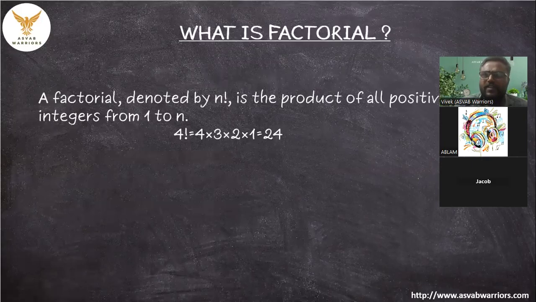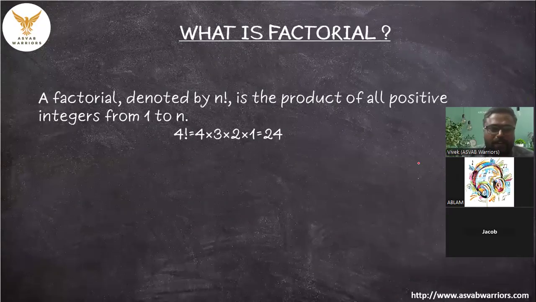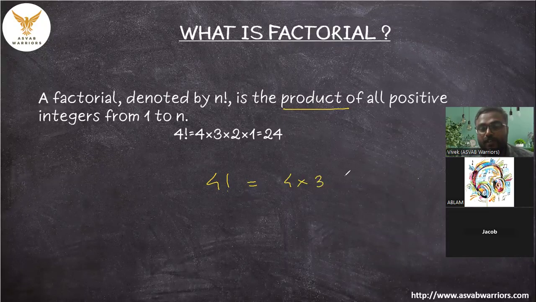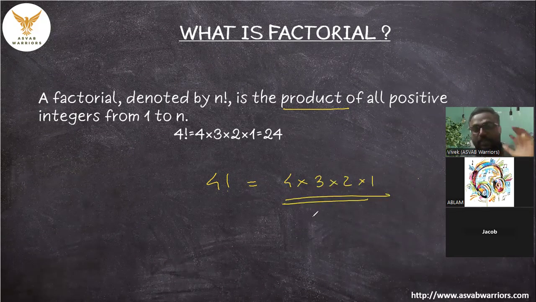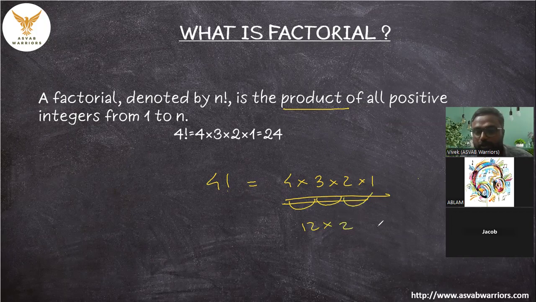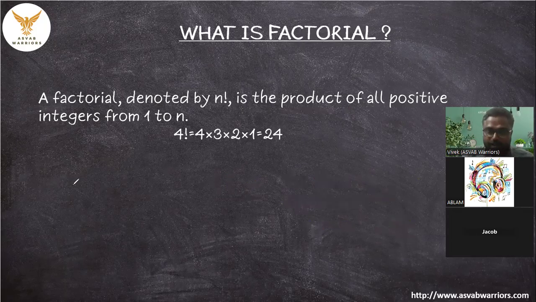So factorial is nothing but multiplication. It's the product of all the positive integers from 1 to n. Let's suppose factorial 4. We need to multiply all the integers till 1 less than it. So 4 times 3 times 2 times 1. Basically, we need to multiply all the natural numbers which are less than it. So 4 times 3 would be 12. Then 2 times 1 would be 2. So 12 times 2 would be 24. So 24 will be the answer for this particular case.